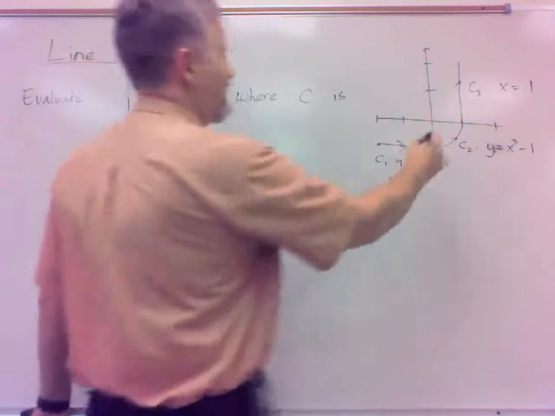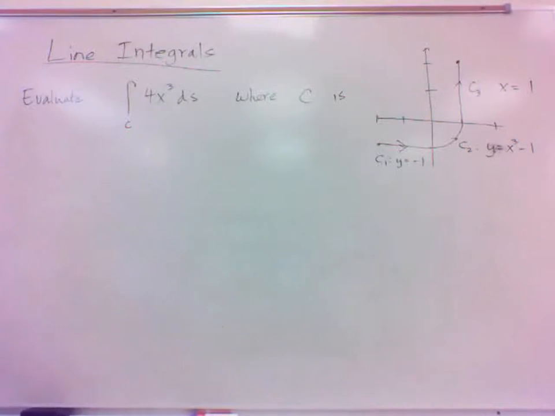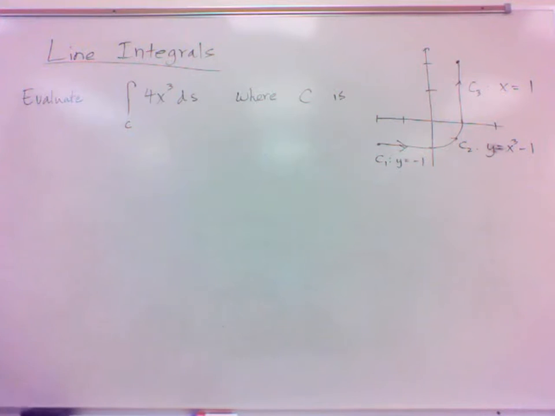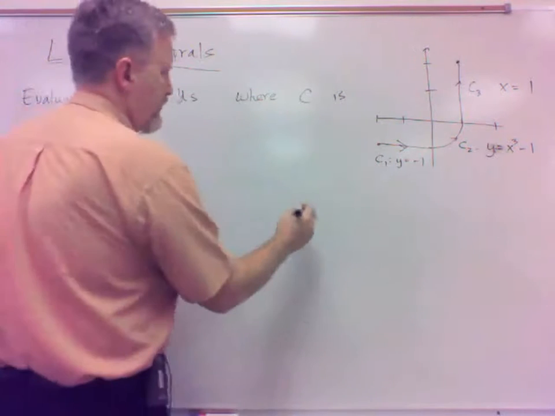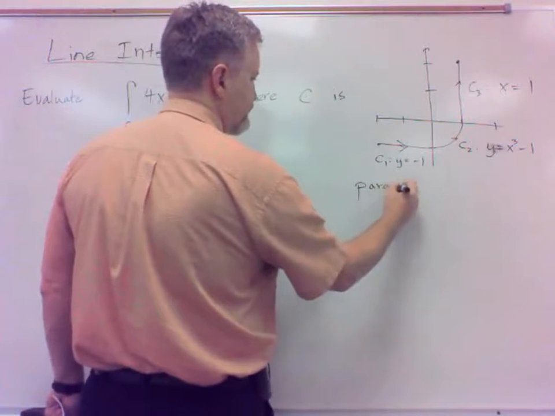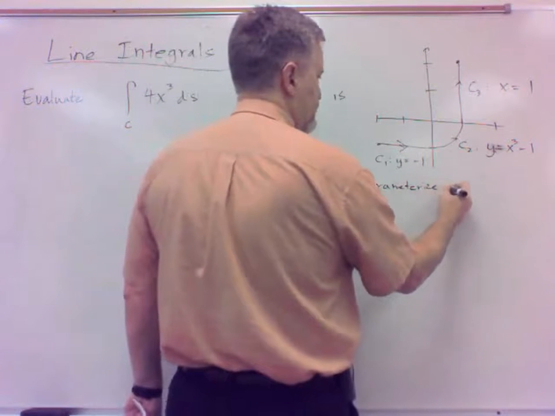All right, so that's our curve. Got many pieces. So what do we do to evaluate this? Well, to evaluate this line integral, we're going to break it up into C1, C2, and C3, and add those line integrals all together. So what we need to first do here is parameterize each curve.